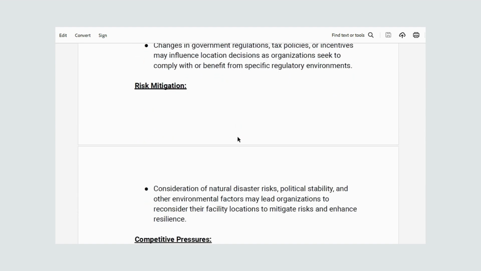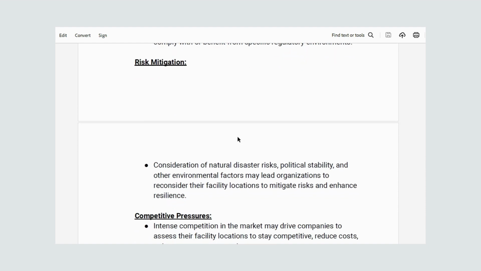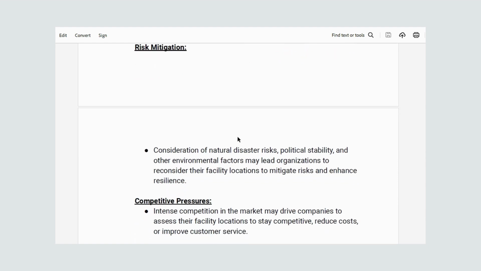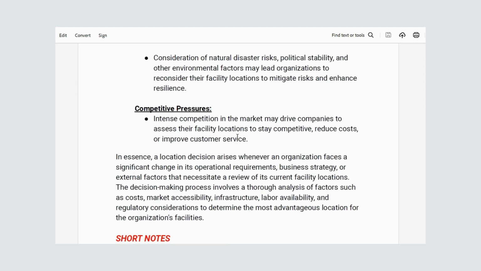Risk mitigation, considering natural disaster risk or political stability, other environmental factors, also leads organizations to reconsider the facility location to reduce those risks and enhance resilience. Sometimes under competitive pressures, companies are compelled to change the location. To stay competitive, reduce the cost, or improve customer service, sometimes companies reassess the facility location.